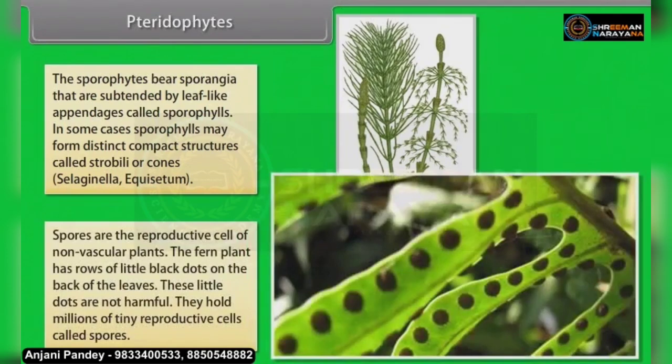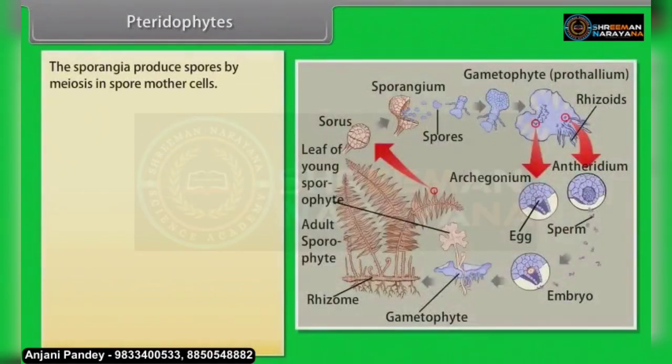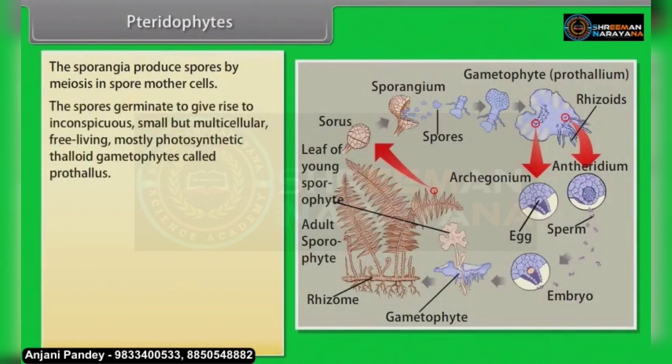Spores are reproductive cells of non-flowering plants. The fern plant has rows of little black dots on the back of the leaves. These little dots are not harmful. They hold millions of tiny reproductive cells called spores. The sporangia produce spores by meiosis in spore mother cells. The spores germinate to give rise to inconspicuous, small, but multicellular, free-living, mostly photosynthetic thalloid gametophytes called prothallus.